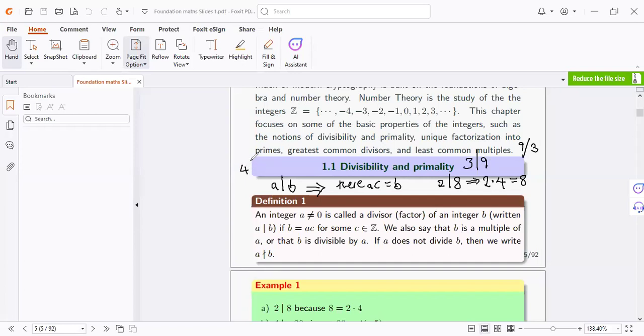I cannot say that 4 divides 9 because then there is a remainder. Whenever I say it divides, it means there's no remainder. For instance, 3 divides 9, the remainder is 0. For this one, this is not true. So if it's not true, I'll use this symbol to mean 4 does not divide 9.